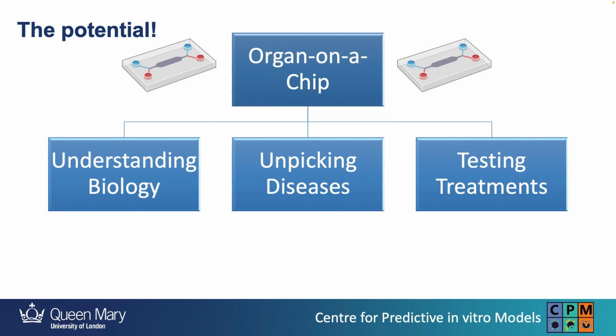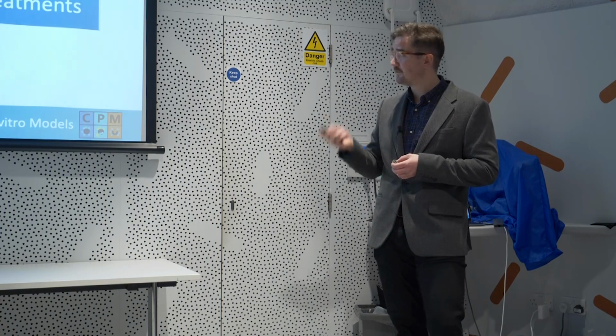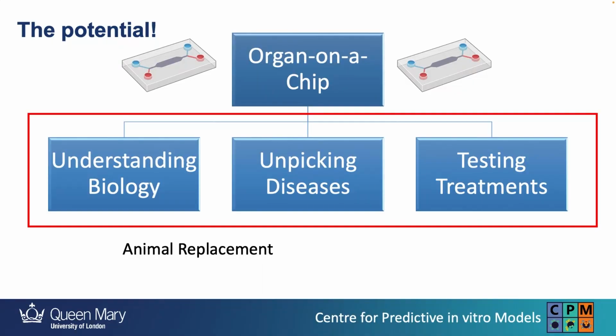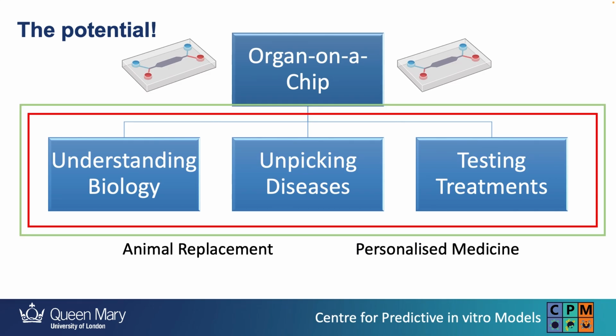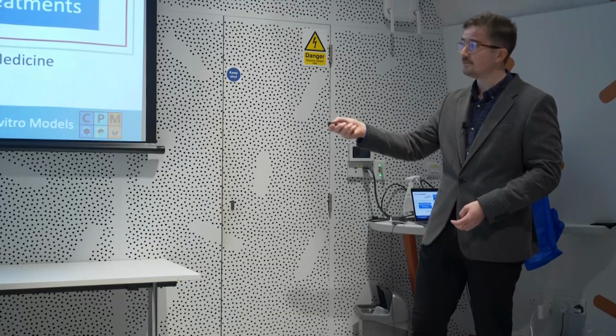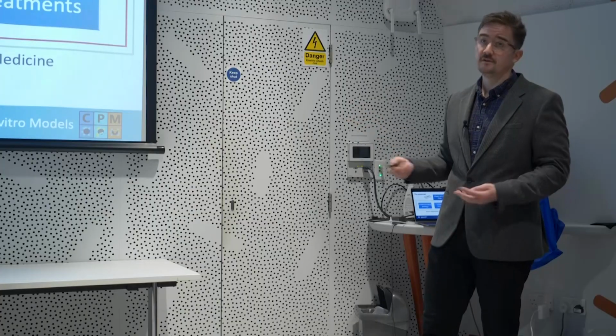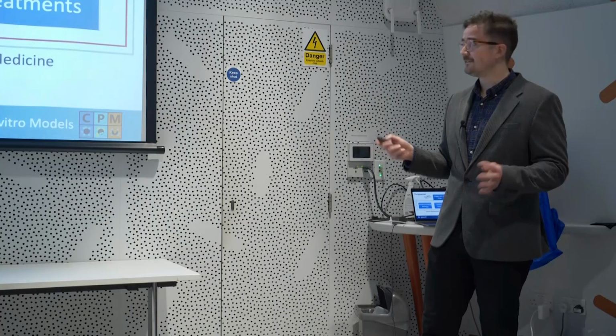We can use them for testing treatments. So as I said before, they're really good for drug screening. This is why a lot of the pharmaceutical companies are really interested. And for all of these different facets, we can drive animal replacement in research, which is really, really important, not just for animal welfare, but for science and the robustness of the science. And crucially, we can use this for personalized medicine as well. So by putting individual patient cells into these chips, we can understand the biology of their tissues, understand how their disease in particular is progressing, and also test personalized treatments. So I think it's really exciting, and hopefully you agree.